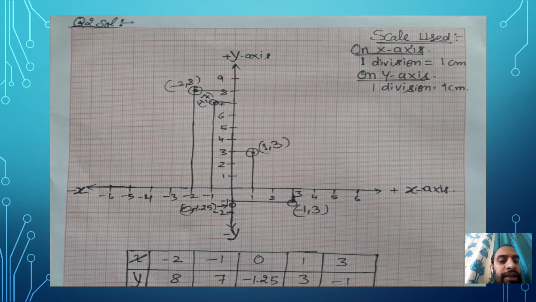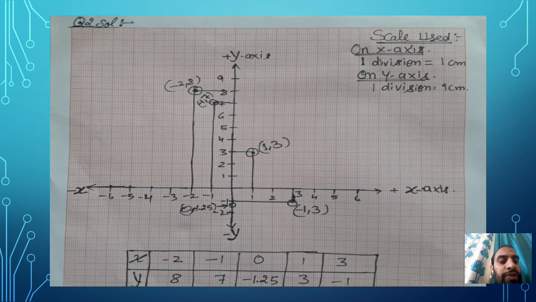After that you start with the first value given to you. Here the first value is x equal to -2. Then check where x is -2 on the horizontal line, and y is 8. Then draw a line from -2 upwards up to 8, where 8 and -2 meet each other. So this point is (-2, 8).